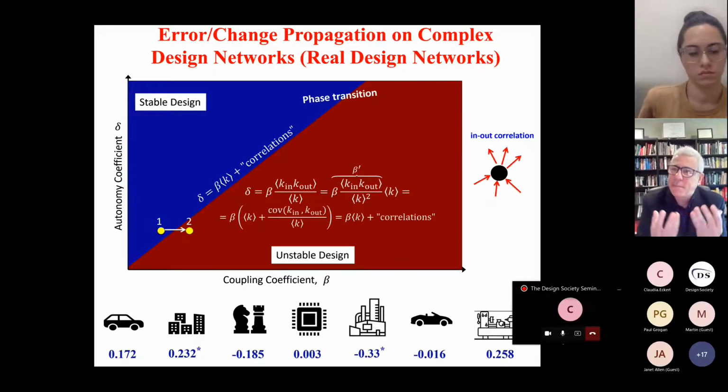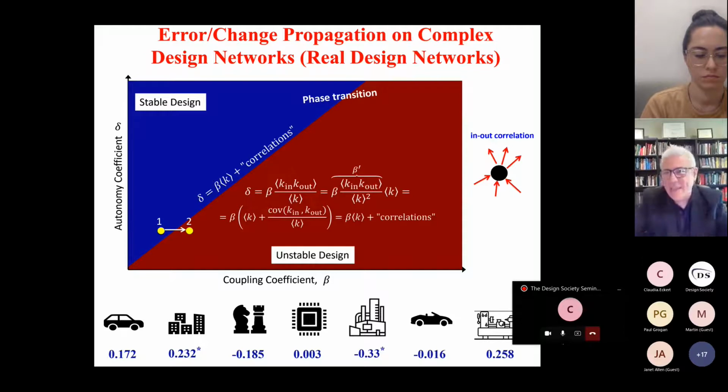So the idea here is that positive correlations between any two nodes in the system will lead the system towards instability, right? As a matter of fact, if you want to improve the system, you need to have negative correlation between any two design elements within the system. So here the correlation will shift the line separating the phase transition upward, meaning it will shrink the area of stability relative to the area of instability, right?